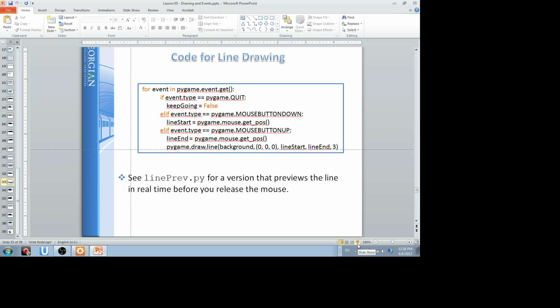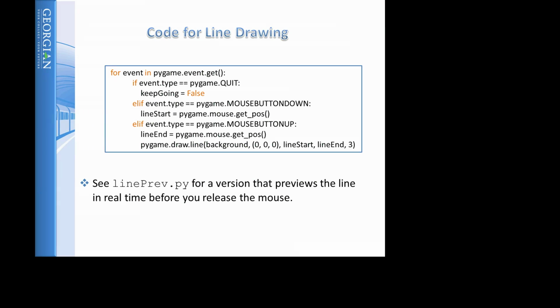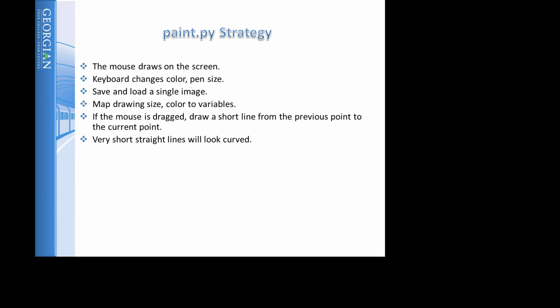All right. So we talked about this. Again, the paint.py strategy, we looked at this, right? The mouse draws on the screen, the keyboard changes the color and the pen size, and now when you do your assignment number 3, I'm going to ask you to remove your keyboard controls. I'll say that again. Remove your keyboard controls.